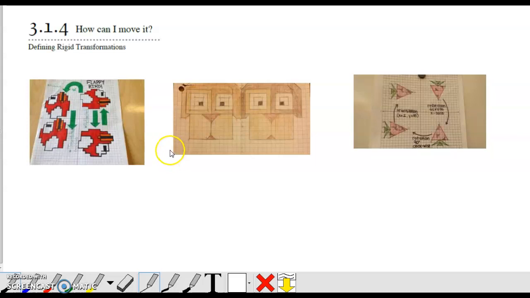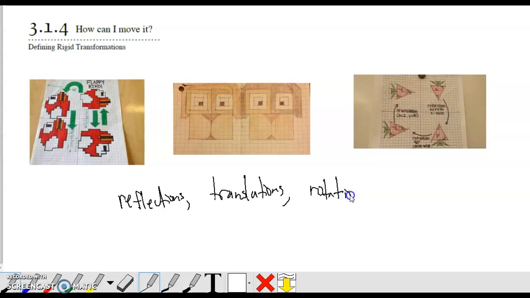All right, so we're going to be defining rigid transformations. What I did was put a couple of pictures of what rigid transformations look like. If we recall, they are your reflections, your translations, and your rotations.